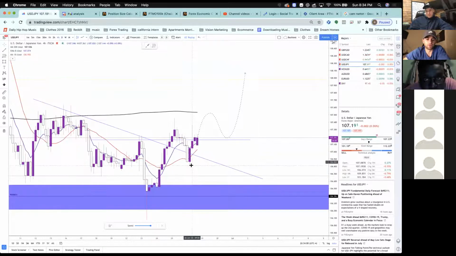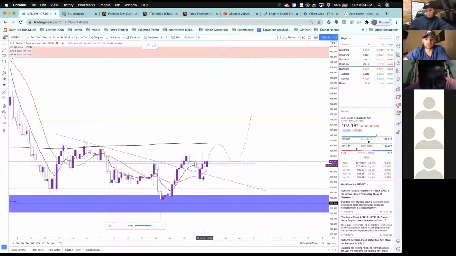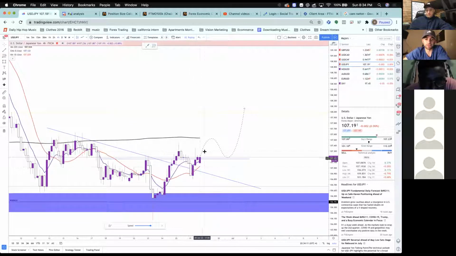On the 4-hour, we actually just broke bullish. So we broke structure here, pulled back, but I still need a higher low. This isn't really a higher low for me. I need this to break again a little bit more clearly, and then pull back and long. So that's what I'm looking at for UJ.